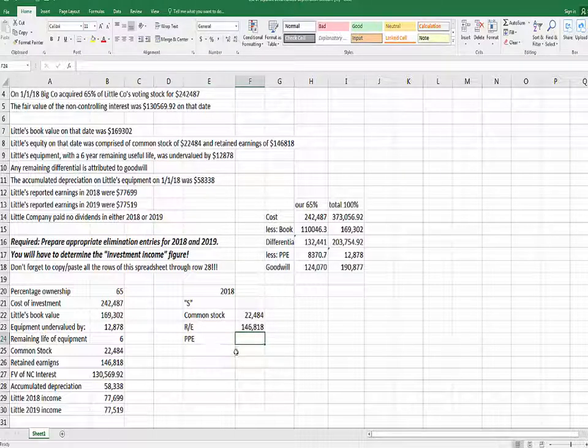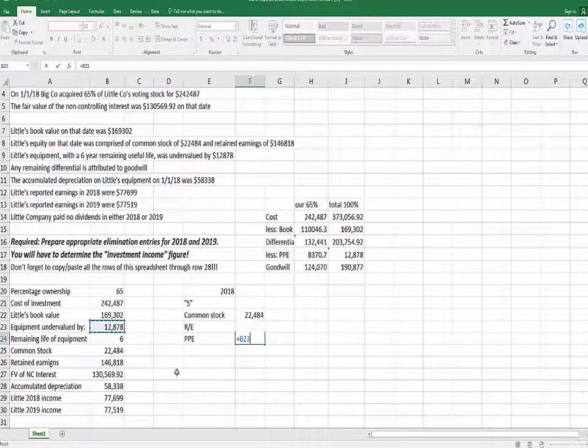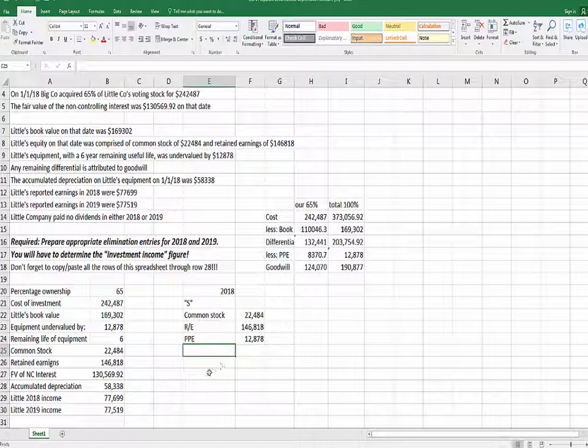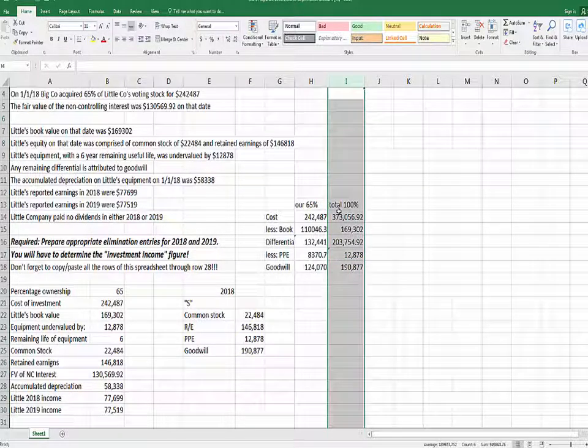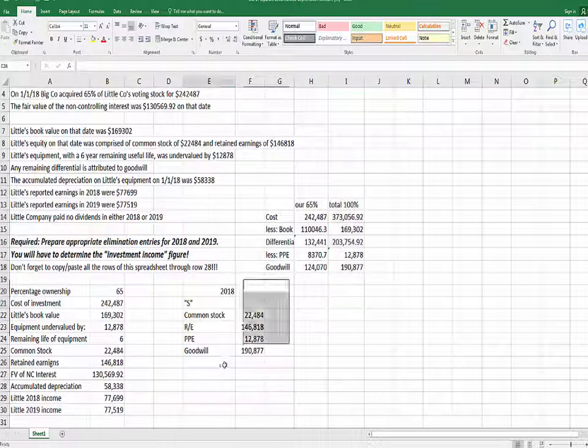Now again, we have a couple of ways we can do this. My preference is to treat the elimination of the date of acquisition accumulated depreciation as a separate entry. So I'm going to go ahead and write up the property, plant, equipment by the amount of its undervaluation, 12,878. And I'll do, as a separate entry down below, the accumulated depreciation elimination. Goodwill. The total goodwill. Again, for the elimination entries, we focus solely on this total column.